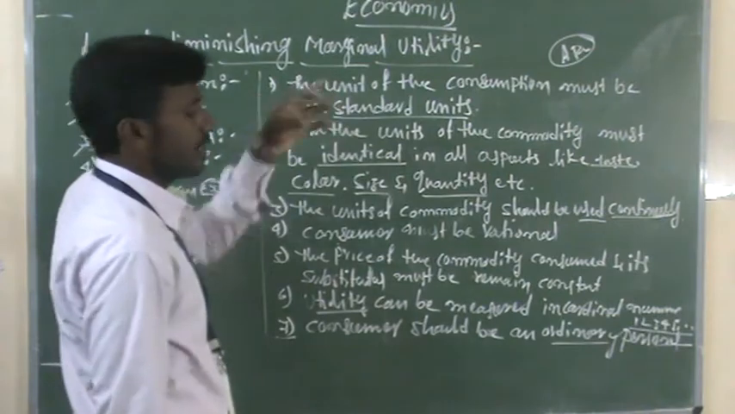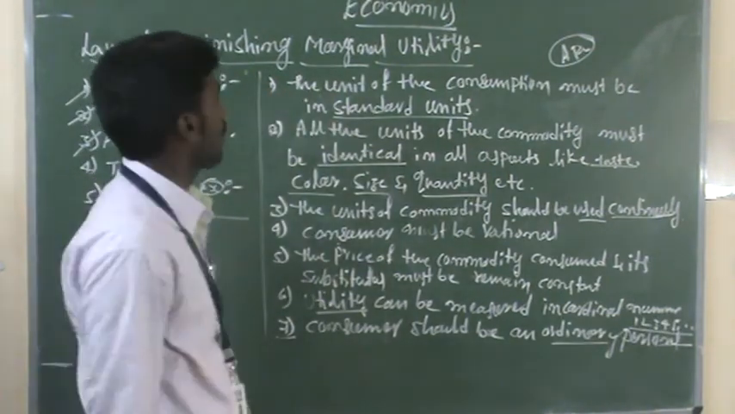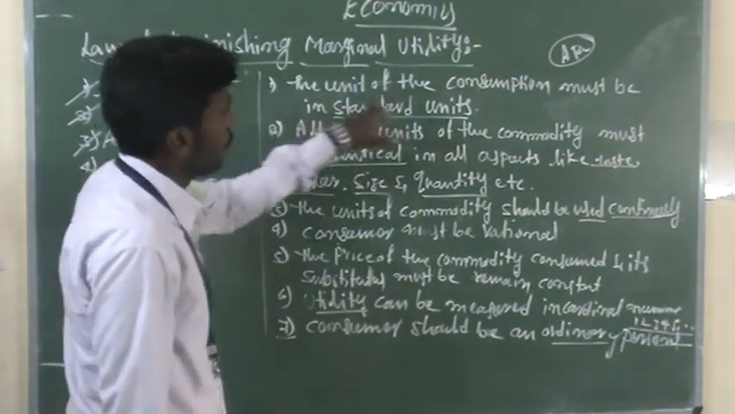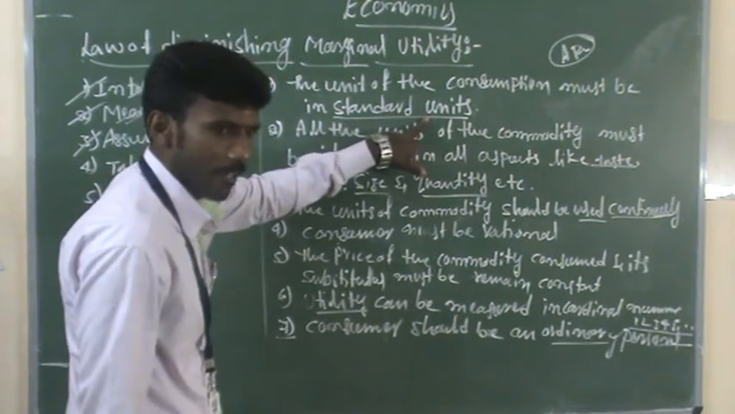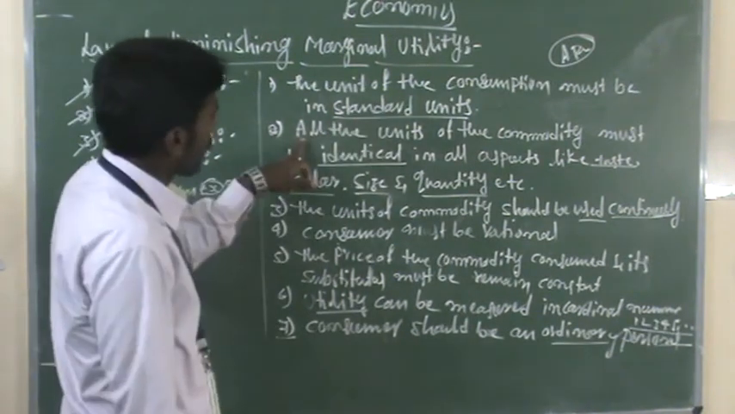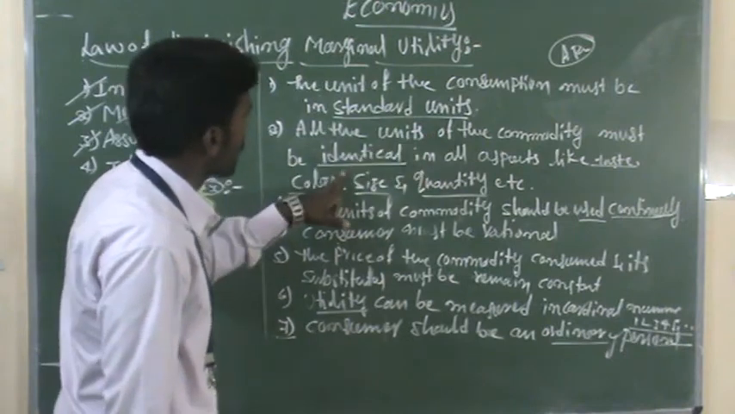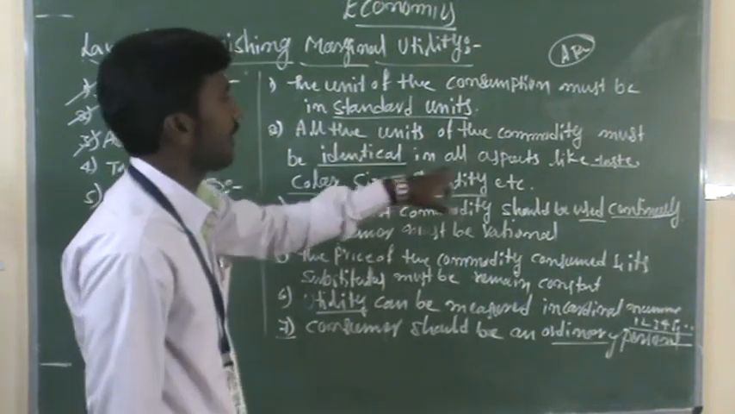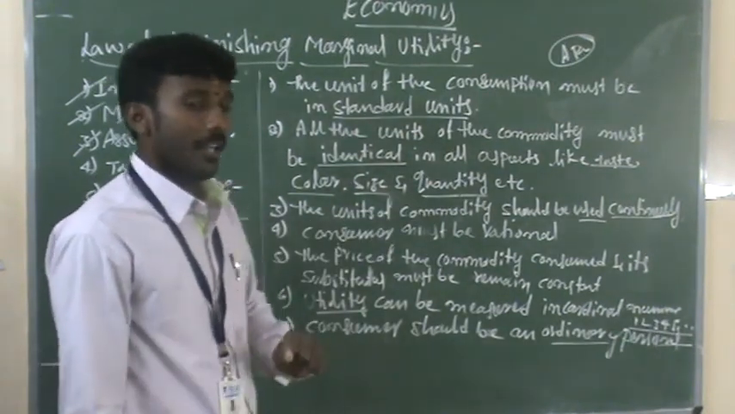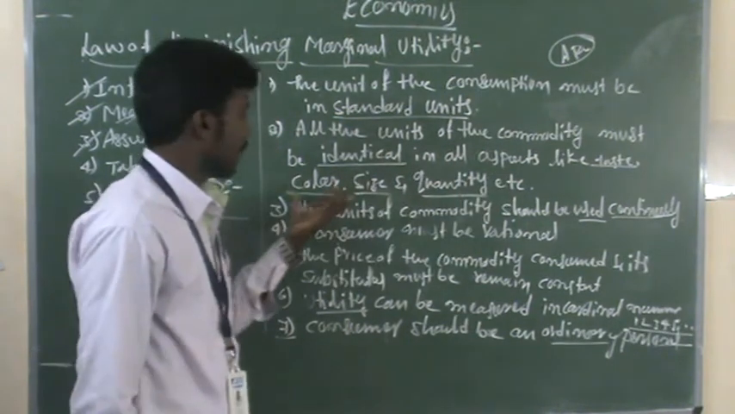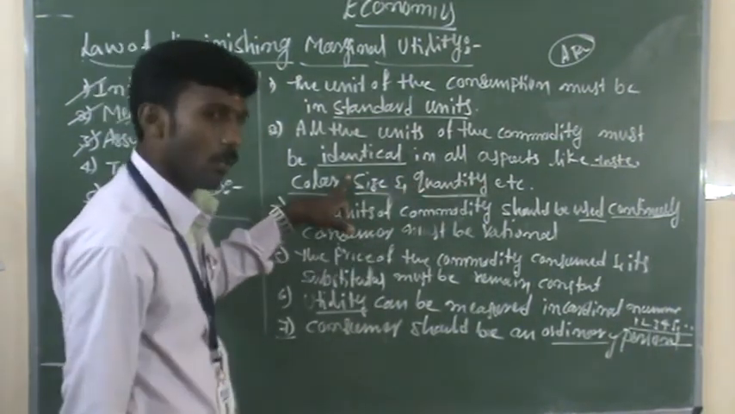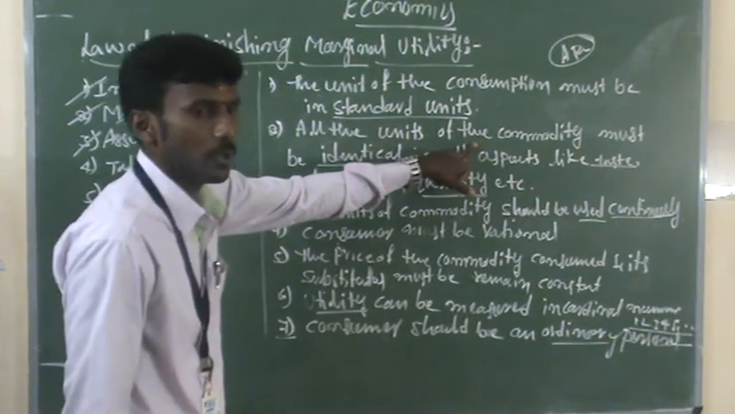See, already you know that there are seven important assumptions of the law of diminishing marginal utility. The first one is that the units of the consumption must be standard or identical units. We use goods of the same kind. The second one is that all the units of the commodities must be identical in all aspects like taste, color, size, quantity, etc. The taste, color, size and quantity of all the goods used here must be identical, the same. We are going to use the same type of commodities here.